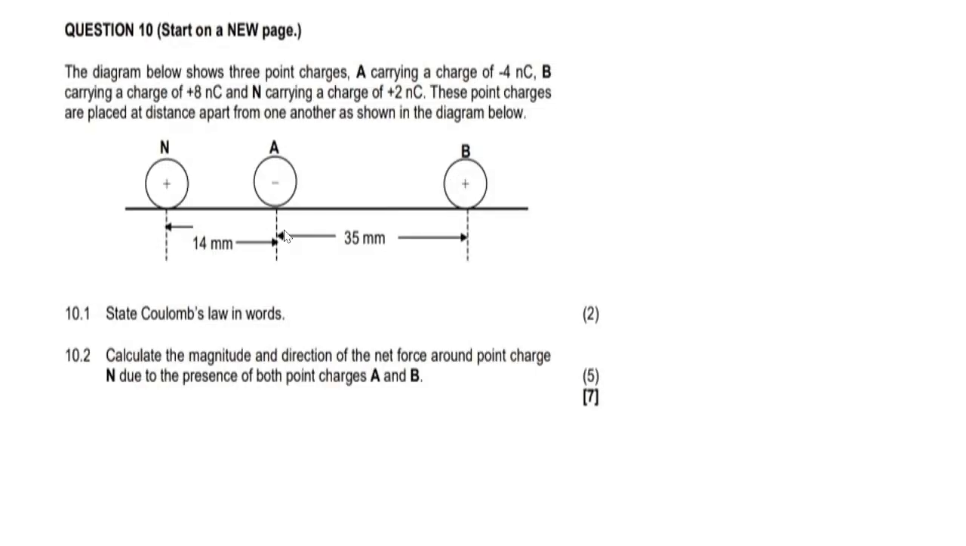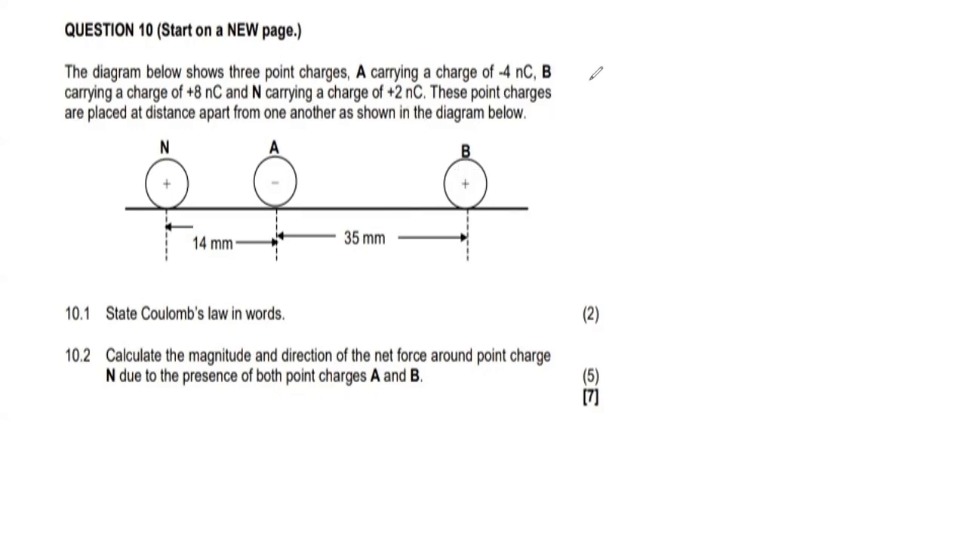Okay, so we have question 10. It says the diagram below shows 3-point charges, A carrying a charge of negative 4 nanocoulomb, B carrying a charge of positive 8 nanocoulomb, and N carrying a charge of 2 nanocoulomb. These point charges are placed at a distance apart from one another as shown in the diagram below. Then 10.1 says state Coulomb's law in words.